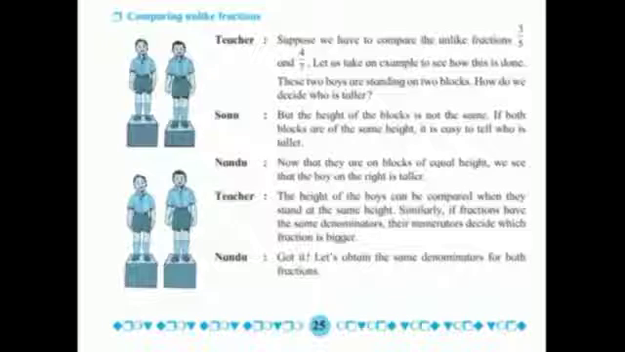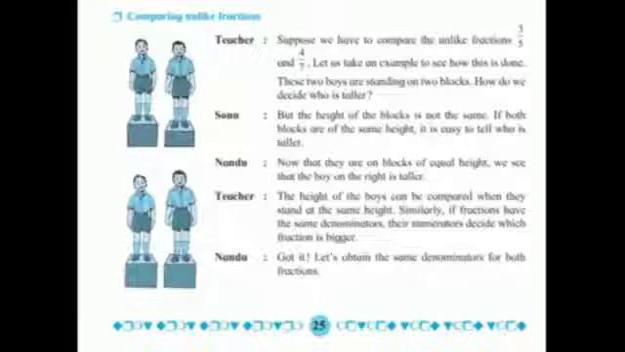Okay, if both the blocks are of the same height, it is easy to tell who is taller. If the blocks are of equal size, it will be easier to tell who is the taller one. Another student, Nandu, is asking the teacher that now that they are on blocks of equal height, we see that the boy on the right is taller.